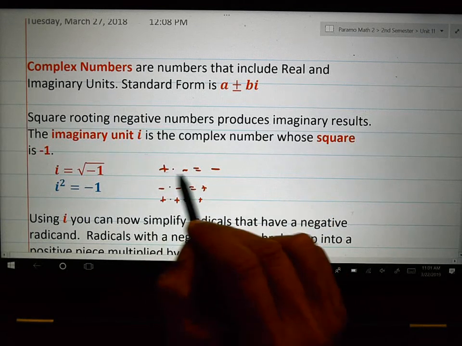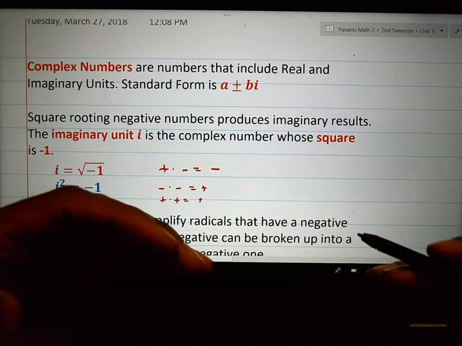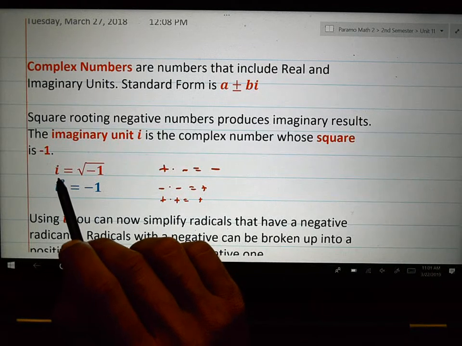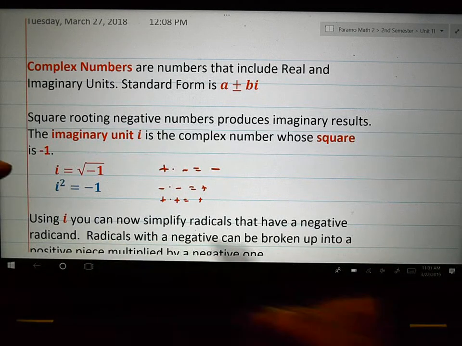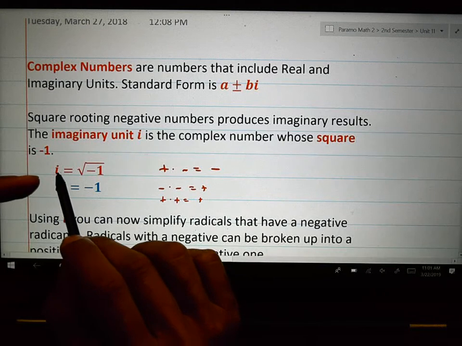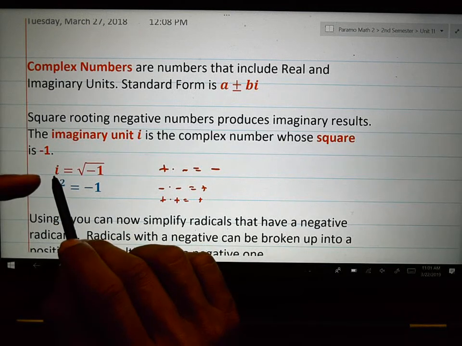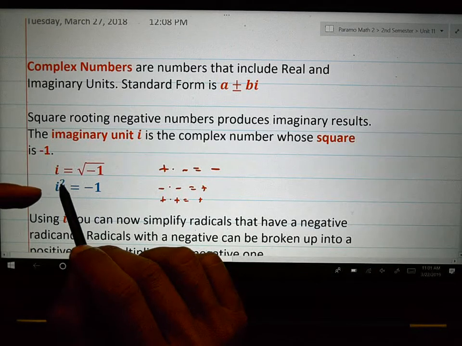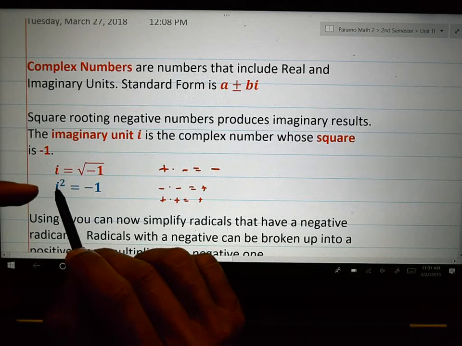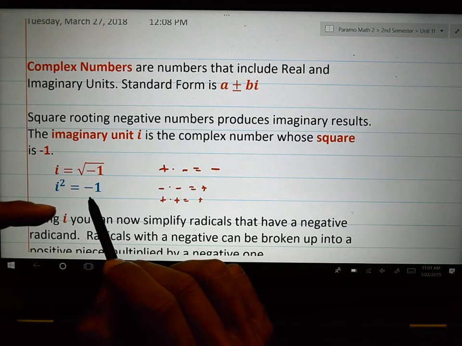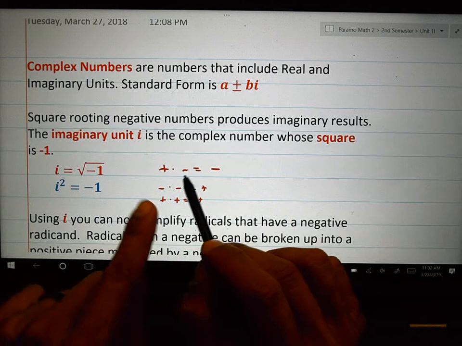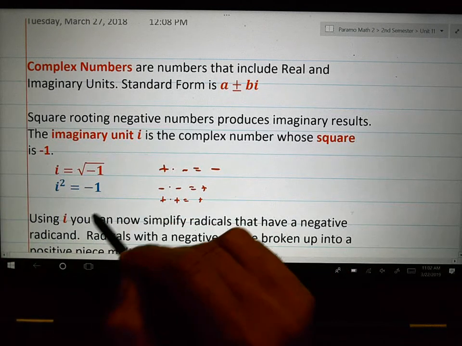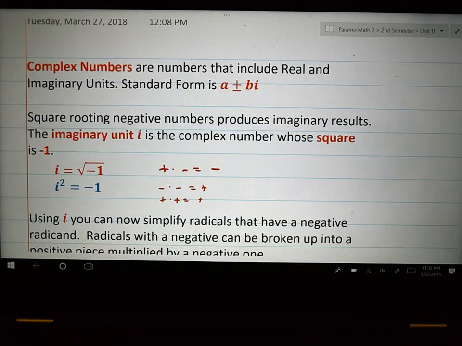Only a negative times a negative is equal to a positive, or a positive times a positive is a positive, and nothing times itself will equal a negative, so they had to come up with an imaginary unit. What they decided is, what if we made the square root of negative 1 the imaginary unit i, and then we define it as the thing that when you square i, it becomes negative 1? There's no way to get something times itself equals a negative. We're going to just define it this way.